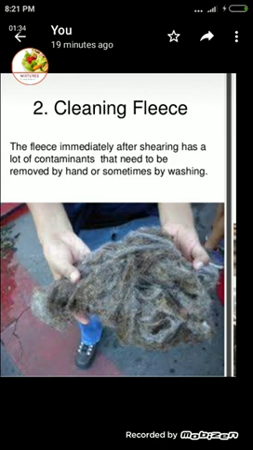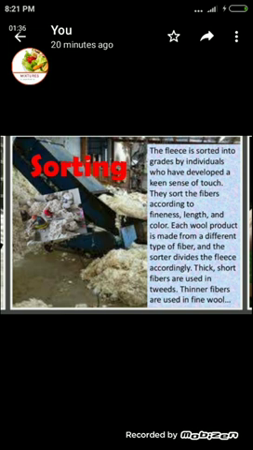The third process is sorting. Sorting means the hairy skin is sent to the factories where hair of different textures, that is different fineness, length and color, is separated by sorters. Sorters are those who separate the hairs of the sheep. They divide the fleece accordingly into thick, short and long, on the basis of length and fineness.